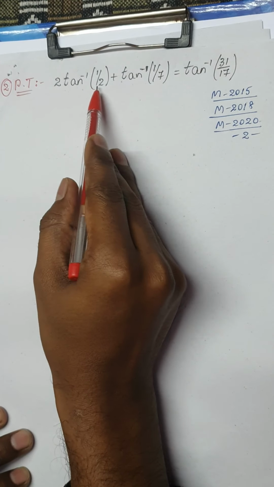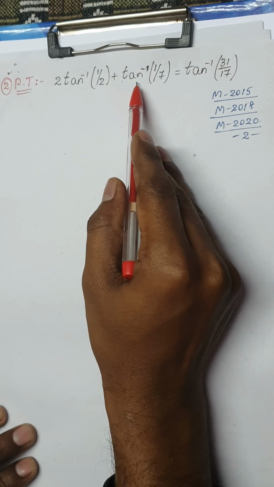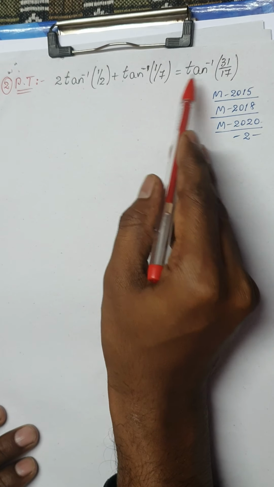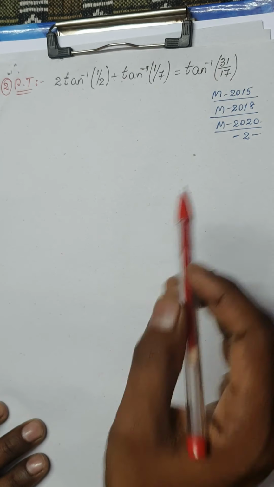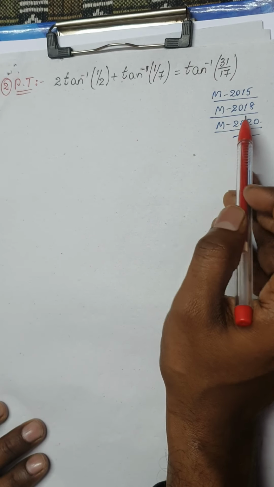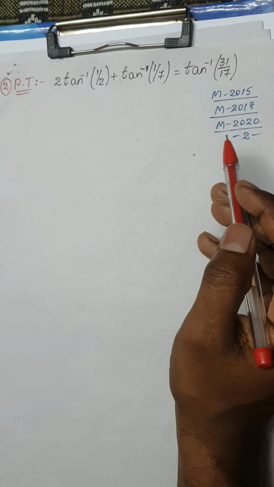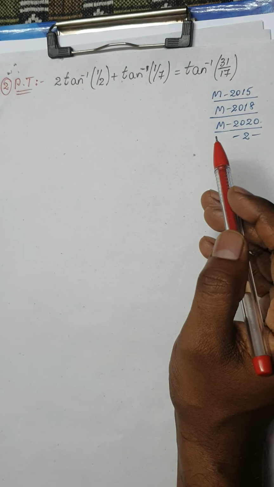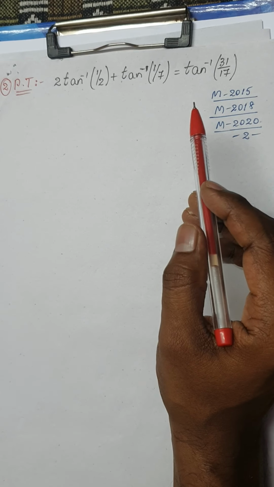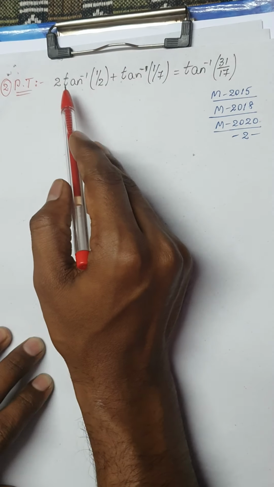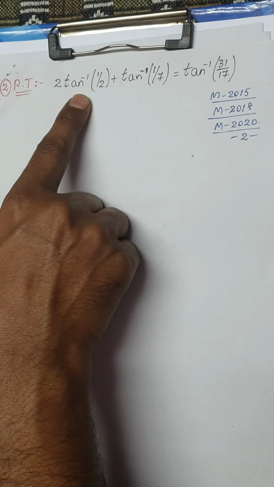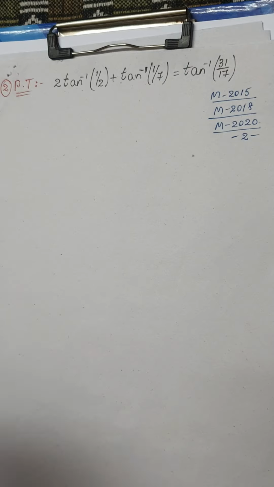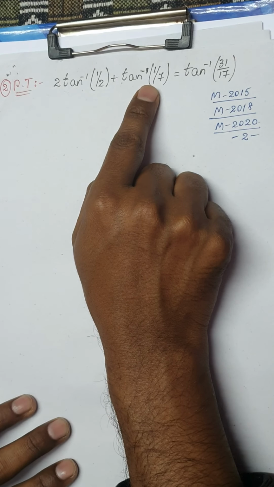So the next question is, I have to prove that 2 times tan inverse of 1 by 2 plus tan inverse of 1 by 7 is equal to tan inverse of 31 by 17. Okay, remember this question has been asked many times in your main examinations. Okay, we are going to solve it. And remember, if you see in the previous question, both the terms on the left hand side were tan inverse x. But in this question, you have 2 times tan inverse x. So you cannot directly use tan inverse of x plus tan inverse of y.